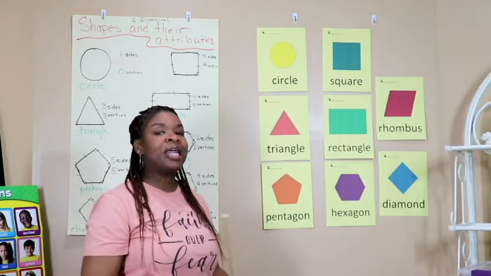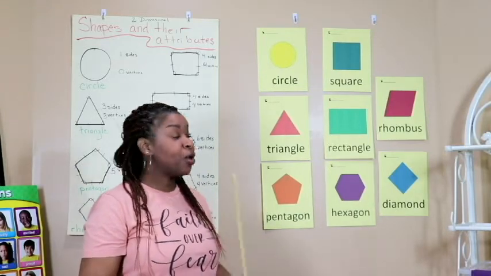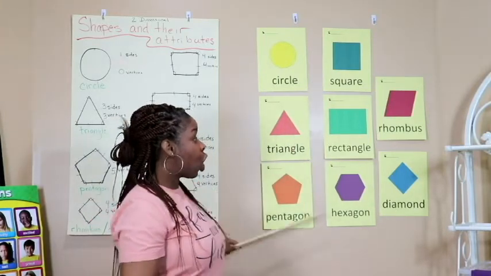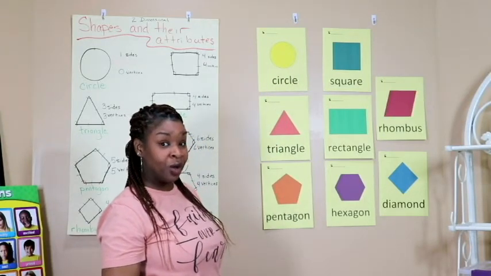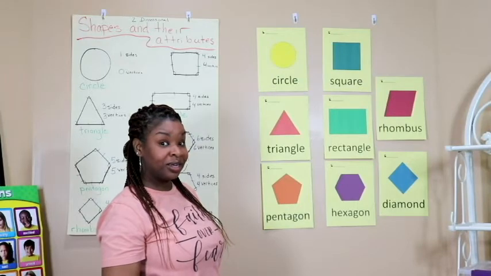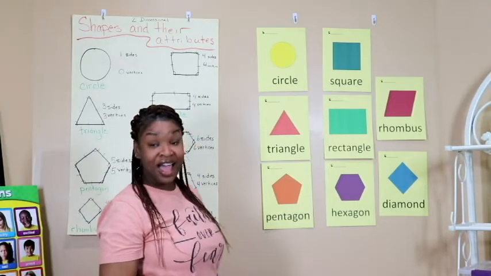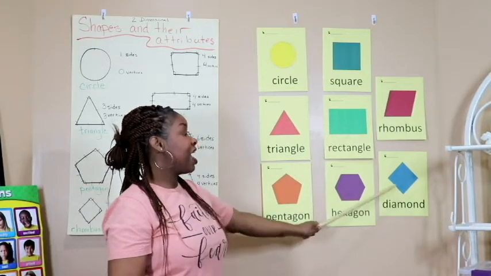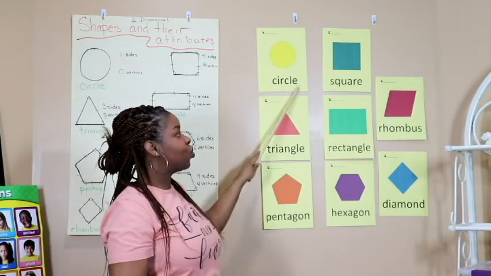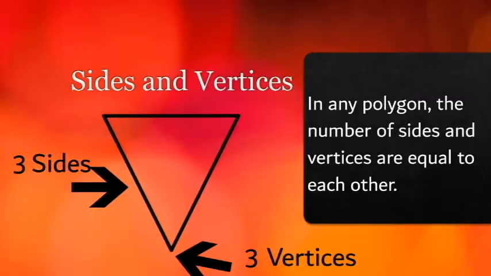Now, does anybody see a pattern with these shapes, all except for the circle? Who can tell me? Yes. All of these shapes, except for the circle, have the same amount of sides and the same amount of vertices.